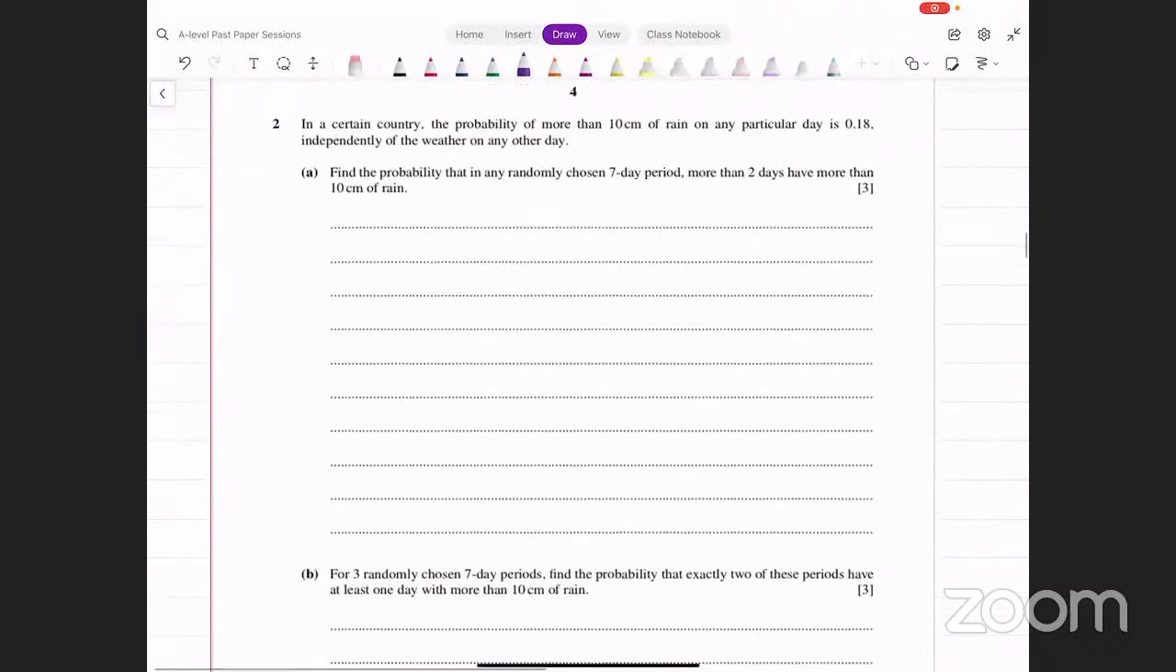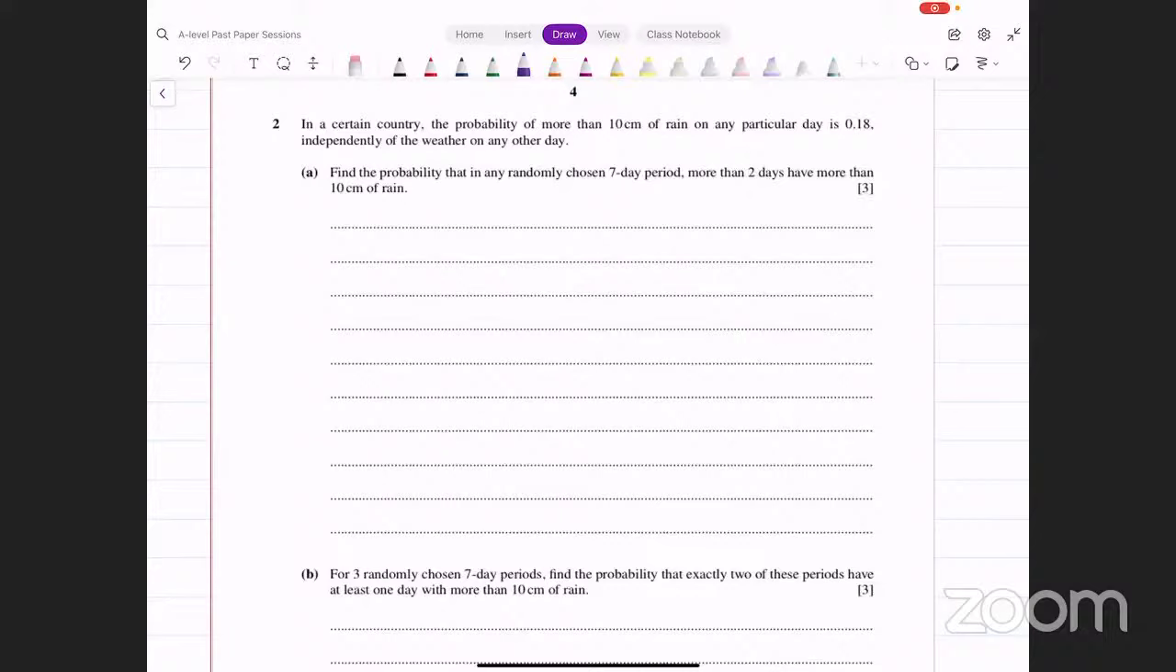Now it says in a certain country, the probability of more than 10 centimeters of rain on any particular day is 0.18, independently of the weather on any other day. That means for every single day, the probability of it raining more than 10 centimeters is the same, and that is 0.18. ठीक है, हर दिन ये आपकी probability है of raining more than 10 centimeters.